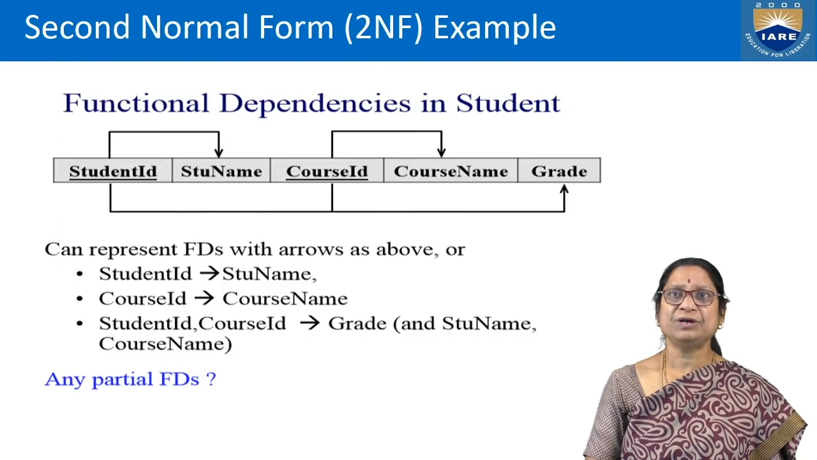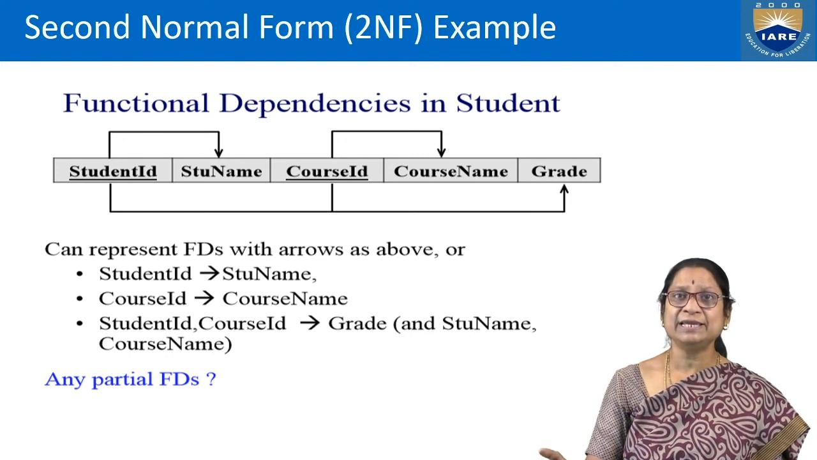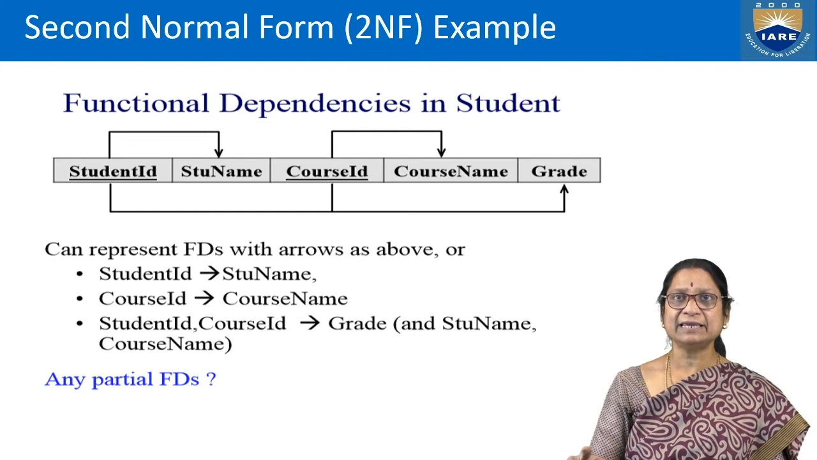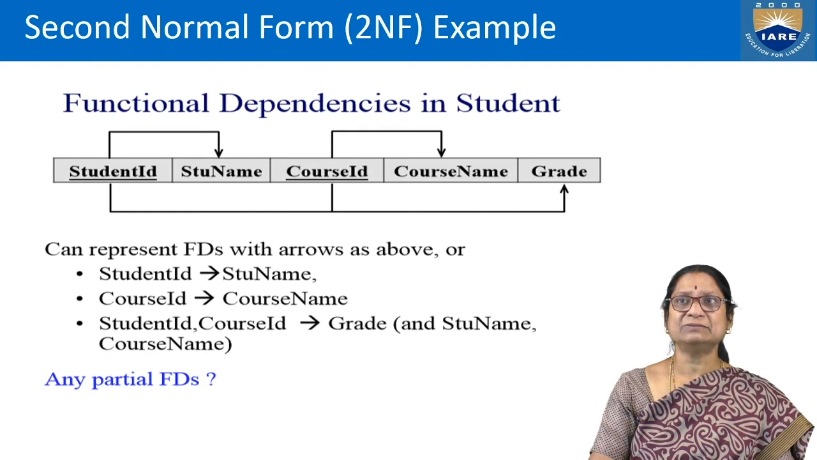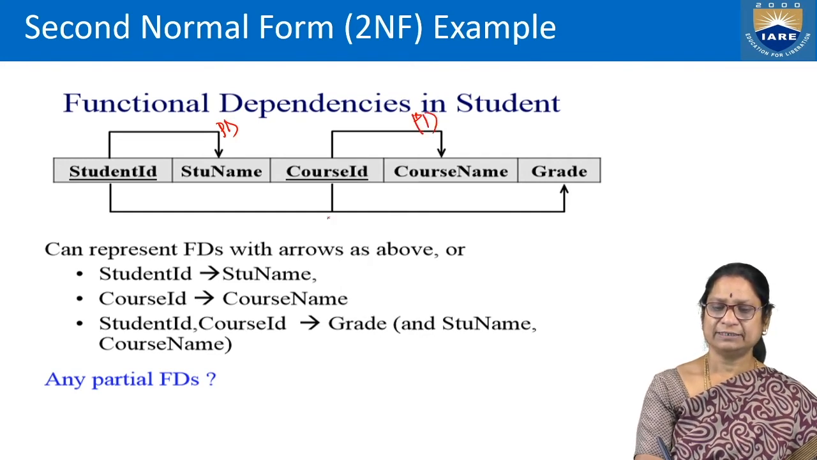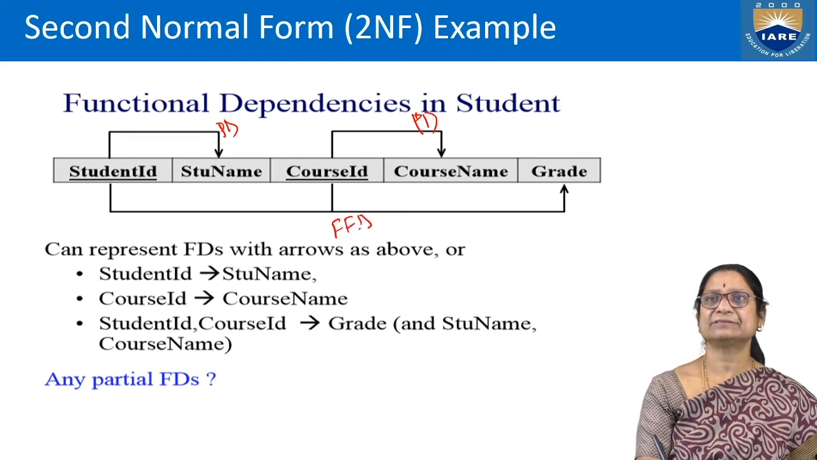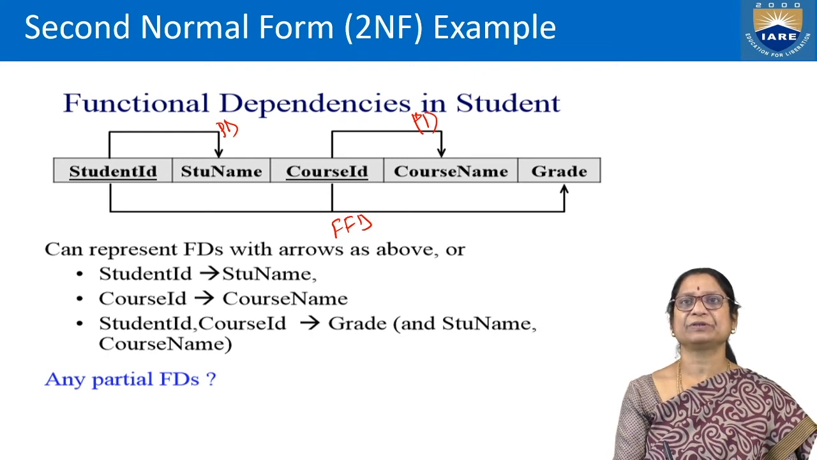Another example: student ID, student name, course ID, course name, grade. You observe the possibility of partial dependency exists only when key is a composite key. Here, what is a key? Student ID, course ID combination is a key. So, this key determines only grade. Student ID determines student name, course ID determines course name. These two are partial dependencies. This is partial dependency, this is partial dependency, and this is a fully functional dependency, because it depends upon the combination, the complete key.